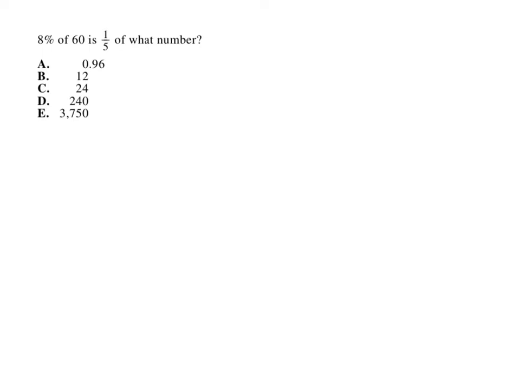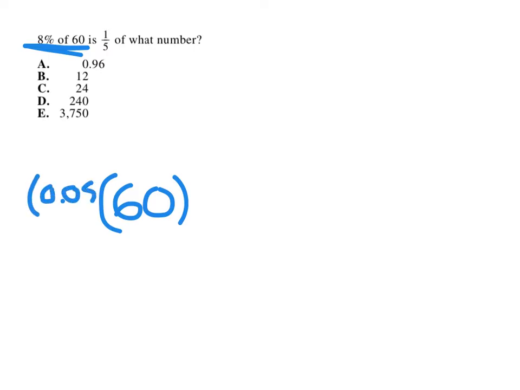Okay, 8% of 60. So let's start with that. We want to know what is 8% of 60. To find any percentage of any number, we take the number 60 and multiply it by 8%. Remember, we can't really multiply by percentages, so we move the decimal 2 places to the left to make it into a decimal. So I'm going to do 0.08 times 60, which would be 480.